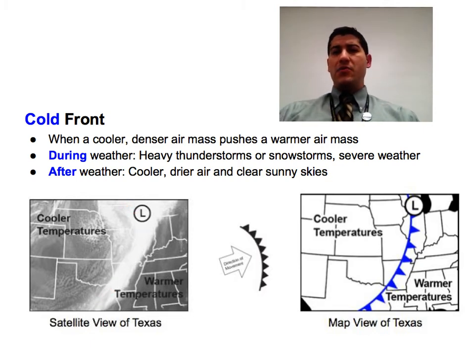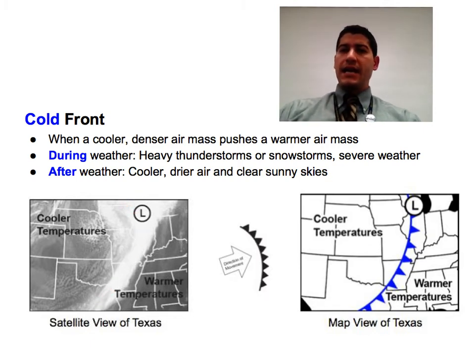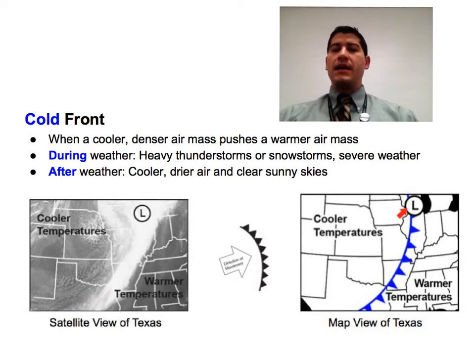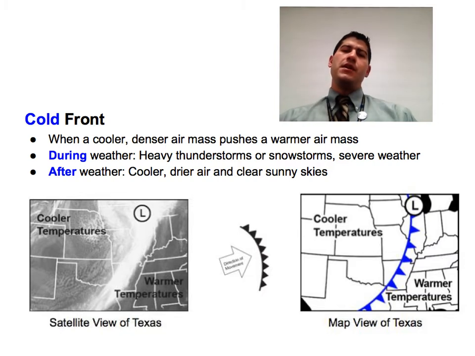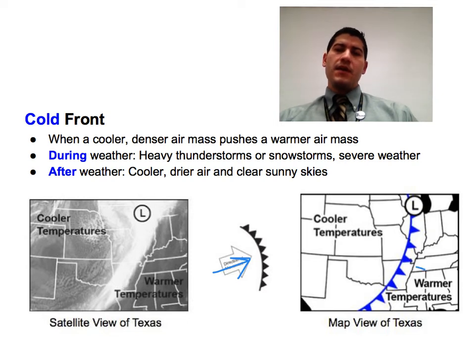Notice the heavy cloud band right here, this line in the satellite image, and the corresponding map symbol line on the outline map. The map symbol for a cold front is a blue line with triangles. Think of icicles. And the triangles point towards the direction of the front movement. So this cold front is moving towards the southeast.